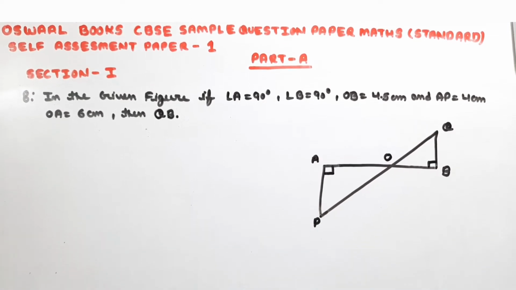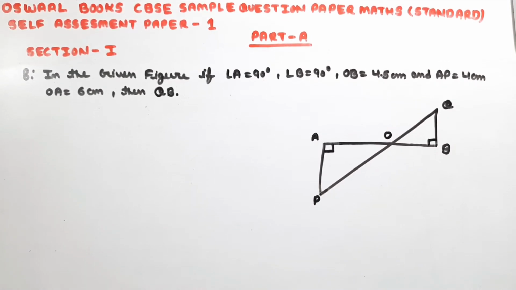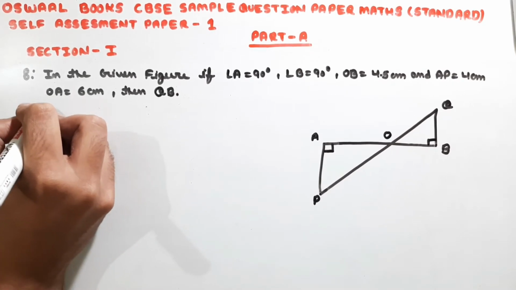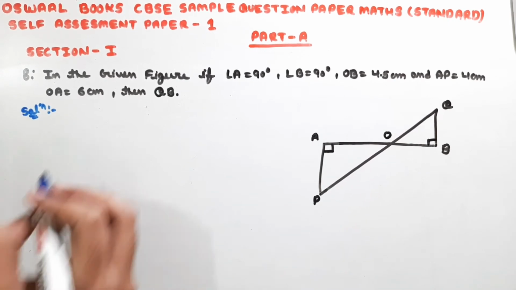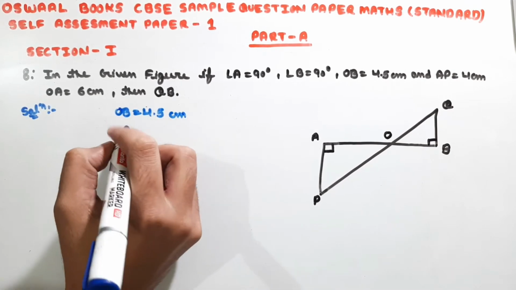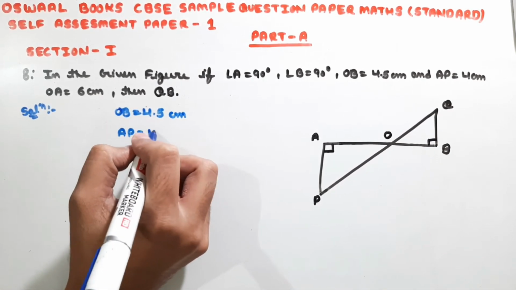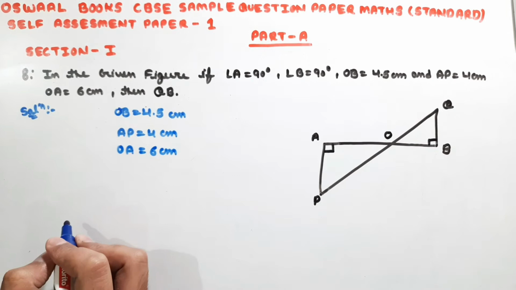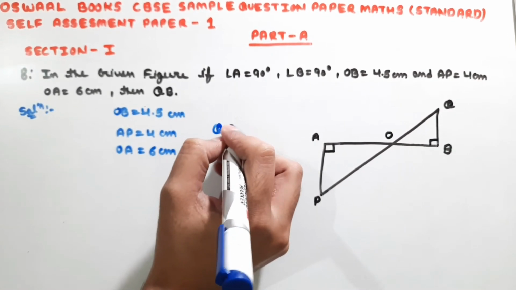Question number 8. In the given figure, if angle A equals 90 degrees, angle B equals 90 degrees, OB equals 4.5 centimeter, AP equals 4 centimeter, OA equals 6 centimeter, then find QB. This is a problem based on similarity of triangles. We have to find QB.